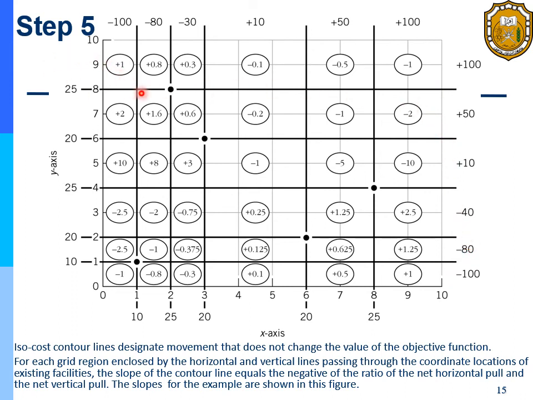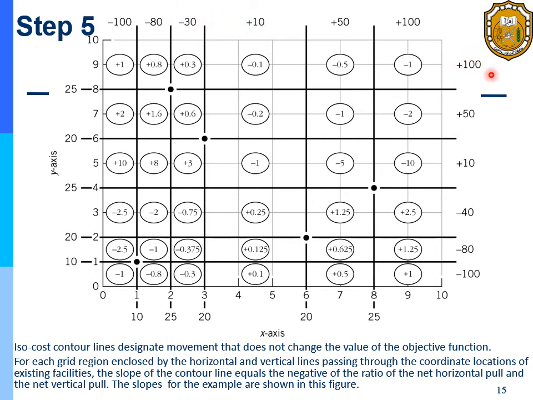Now, focus on this one. Let's concentrate on this grid. In this grid, the net pull is plus 10 here. What does it mean? It says that there is a net pull to the left. Plus means to the left.